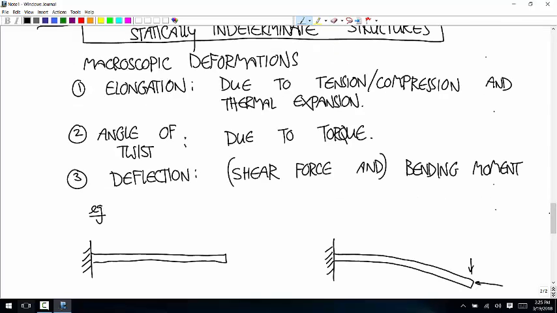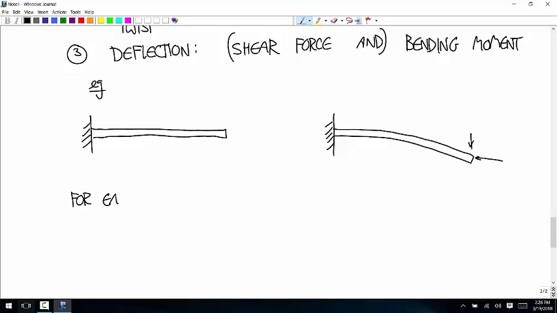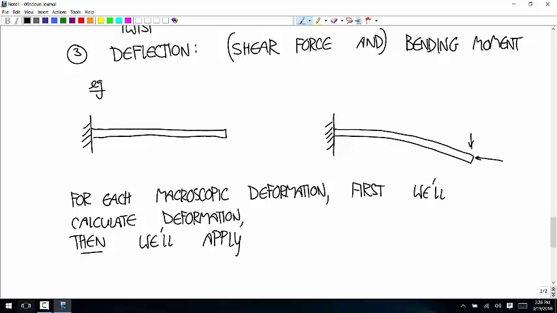And the process that I'm going to follow here is for each one of these things, so elongation, angle of twist, deflection, so for each macroscopic deformation, first we'll calculate the deformation, and then we'll apply it to statically indeterminate systems.